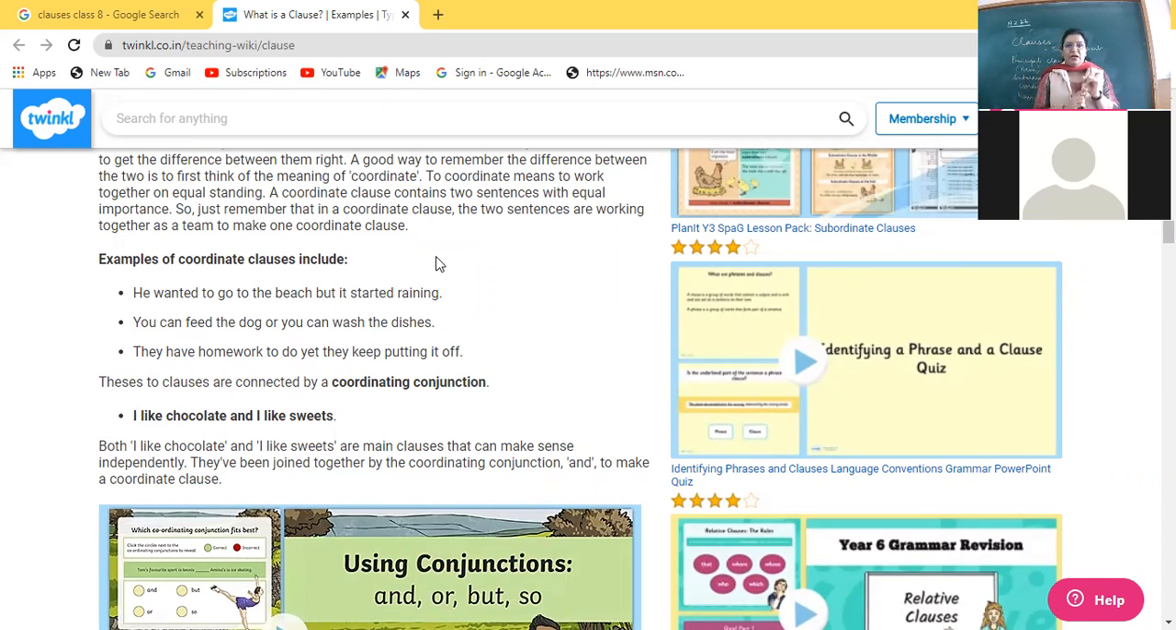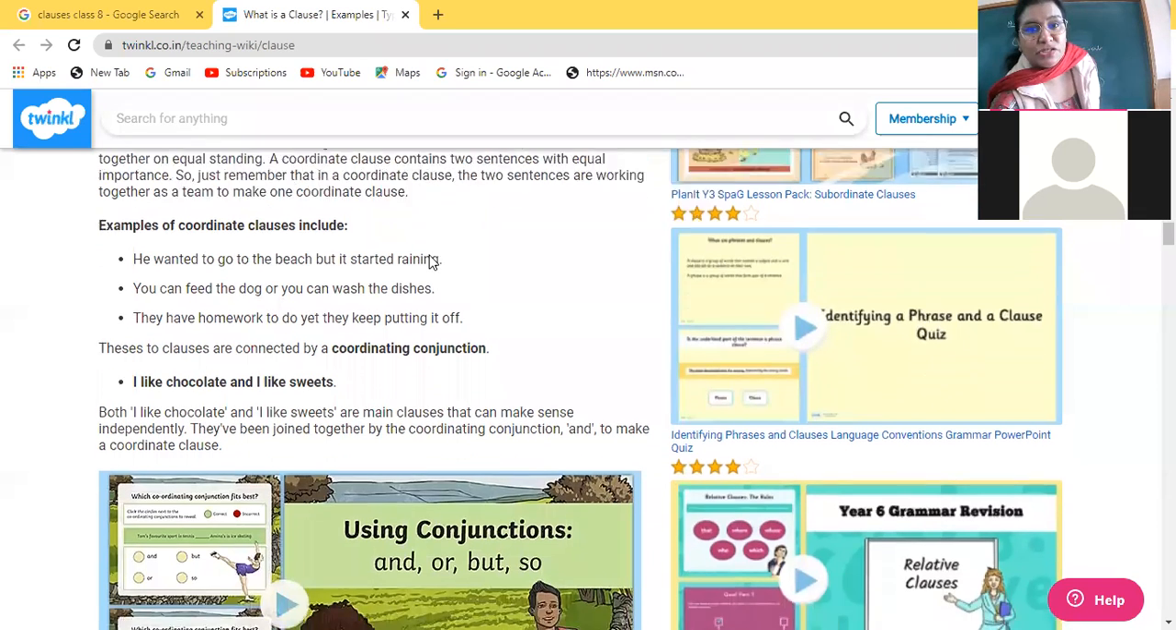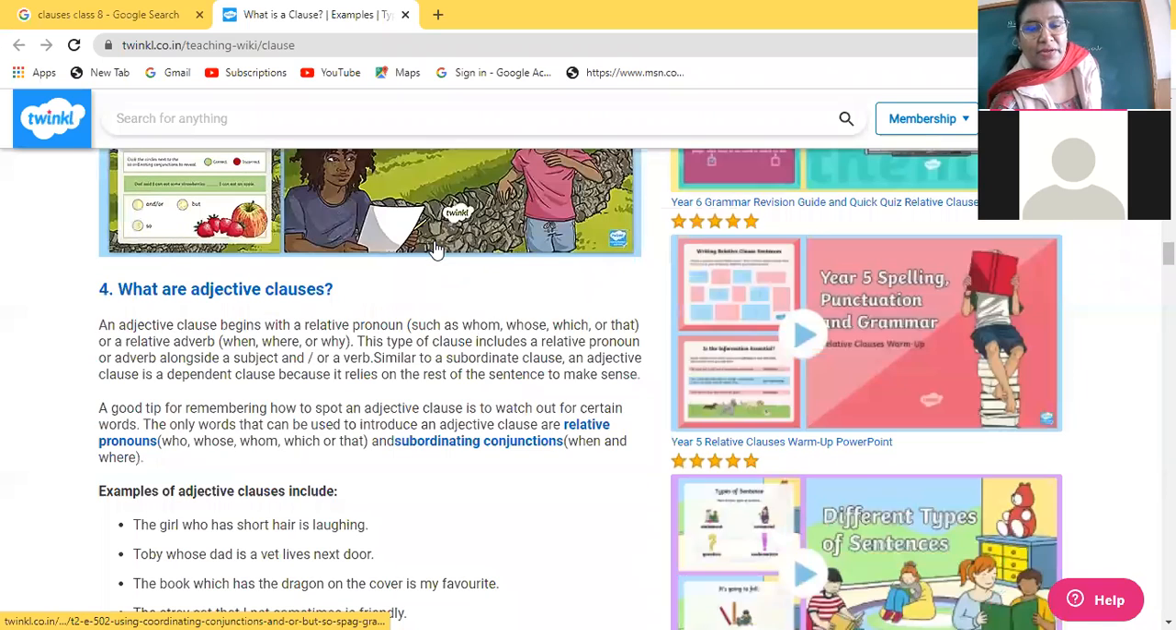Right? So here, can you identify the conjunction? They have homework to do. Yet they keep putting it off. Yet. Okay? I like chocolates. I like sweets. Right? So I join it with and. Both I like chocolate and I like sweets are main clauses. Right? Now within a clause, we have the main clause, which is meaningful in itself. It's an independent clause. We have subordinate clauses.